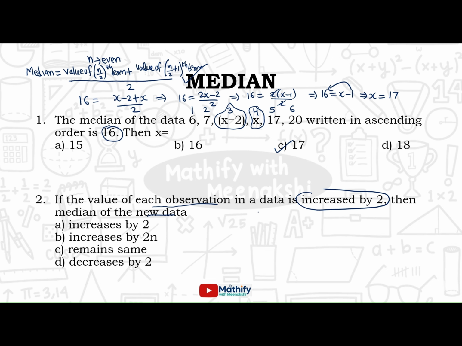Now, if the value of each observation is increased by 2, then what is the median of new data? I will give you one example. Suppose the values are 1, 2, 3, 4, 5. Here, what is your median? Median is the middle value, that's 3. And if I increase by 2, 3, 4, 5, 6, 7. Now your median is 5. So what you observe is that your median is also increased by 2. And this holds for mean, median and mode. If you increase or decrease your value by some number, then the same change will be shown in mean, median or mode. So here it increases by 2. If it decreases by 2, then the answer decreases by 2.